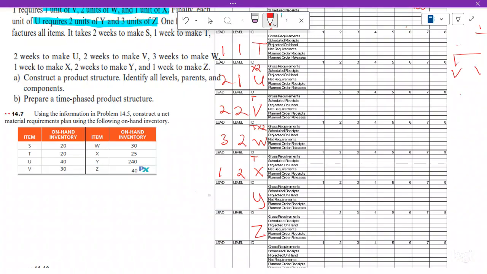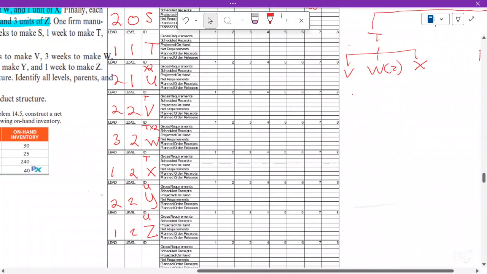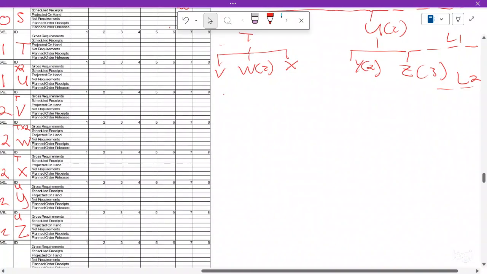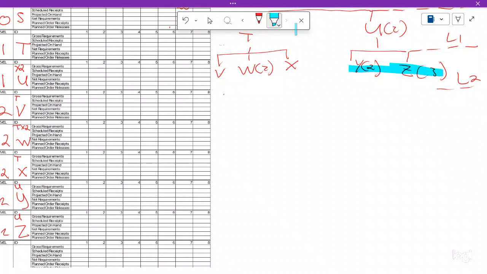Two weeks to make Y, 1 week to make Z. Level 2, 2. They are all coming from U. Y is times 2, Z is times 3. You see that again, even on the diagram.